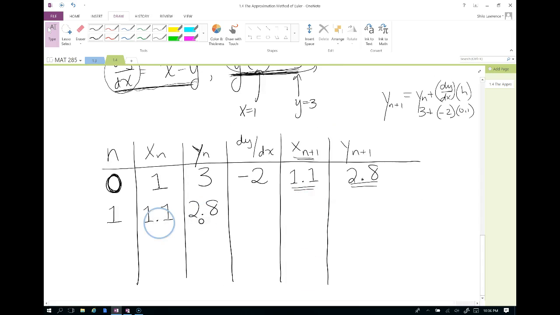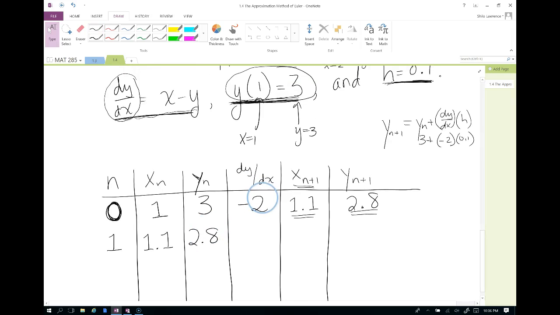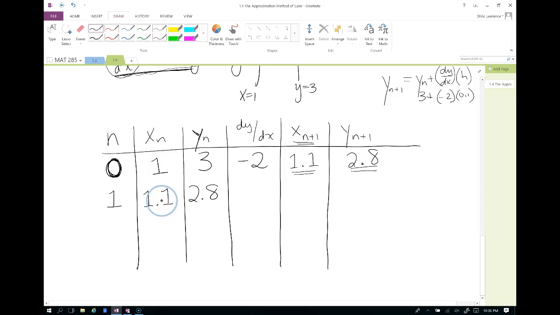So now we're going to use these two values to calculate a new slope. Now the slope formula doesn't change. Slope is always x minus y. So now we're doing 1.1 minus 2.8, which is negative 1.7. Our next x value is really easy. We're always going up by a tenth, so it's 1.2. The y value, though, is a little bit trickier.